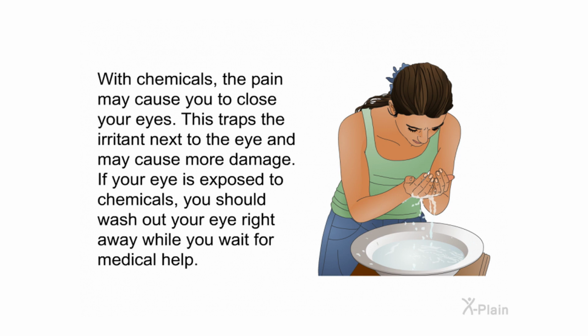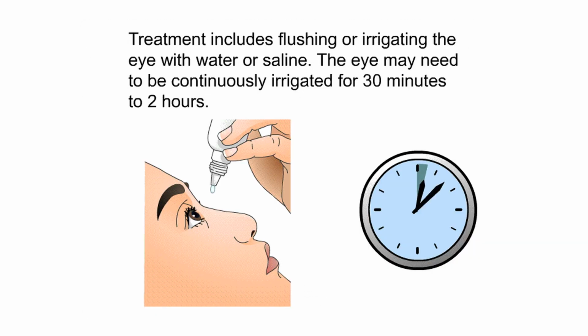With chemicals, the pain may cause you to close your eyes. This traps the irritant next to the eye and may cause more damage. If your eye is exposed to chemicals, you should wash out your eye right away while you wait for medical help. Treatment includes flushing or irrigating the eye with water or saline. The eye may need to be continuously irrigated for 30 minutes to 2 hours.